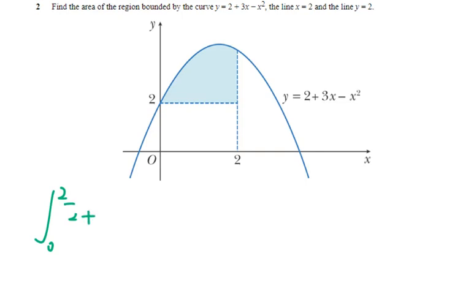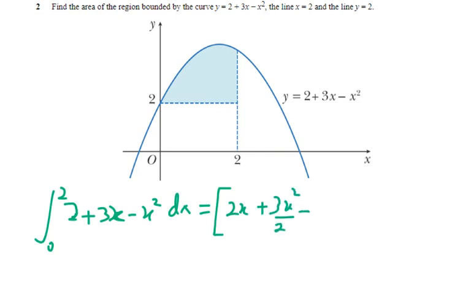2 plus 3x minus x squared dx. From here, you will be able to get 2x plus 3x squared divided by 2 minus x to the power of 3 over 3 with the limits from 0 to 2.